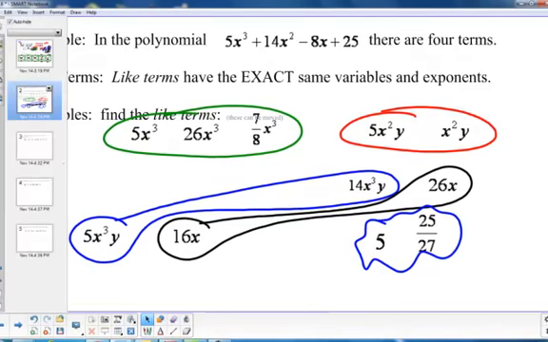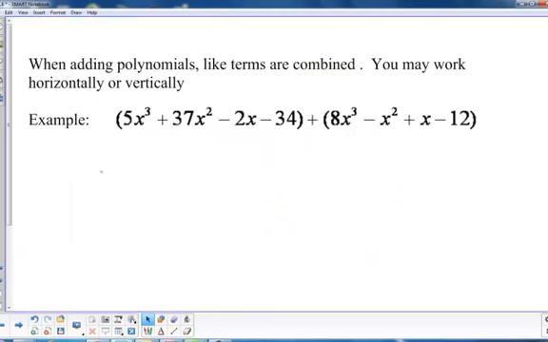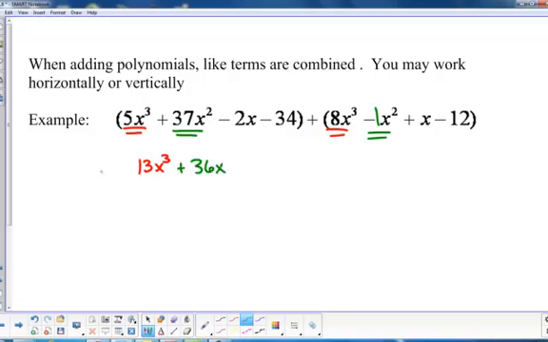Okay, so you can only put like terms together. If we're going to add 5x cubed and 8x cubed, that's 13x cubed. When you add x cubes, you end up with x cubes because you can only add an x cubed to an x cubed. Now we're going to add our x squareds. This is like a -1. So we have 37 minus 1. That's 36.